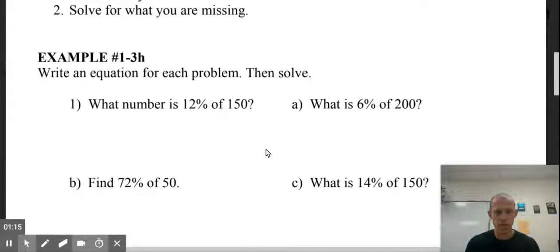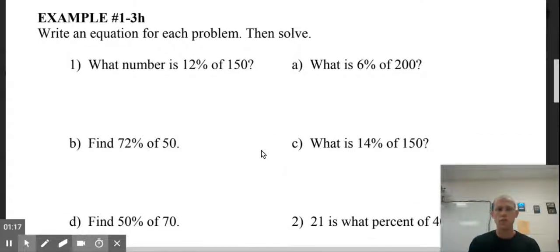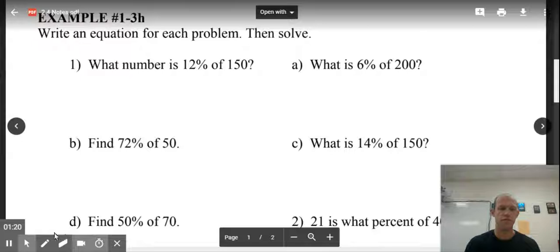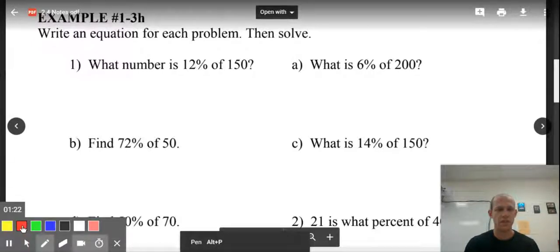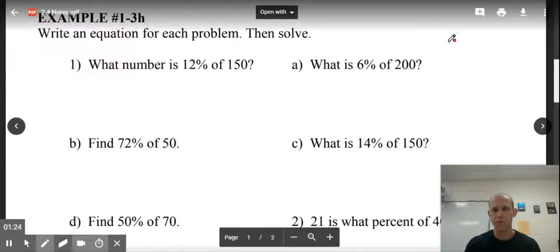So let's scroll down and look at some problems. There's going to be two methods that I teach for solving these. The first method is a number sentence. So number sentence. This is reading the math problem and changing all the words into math symbols. So for example, we have what number is 12% of 150?